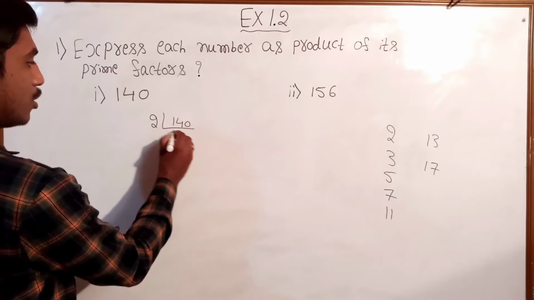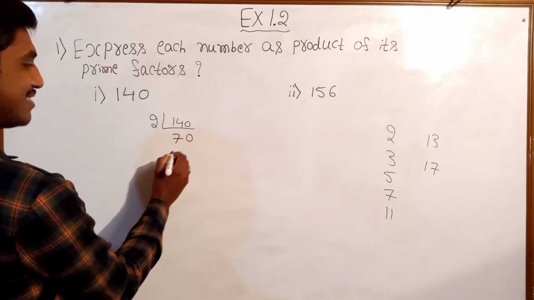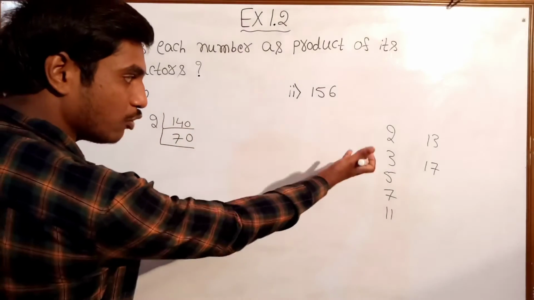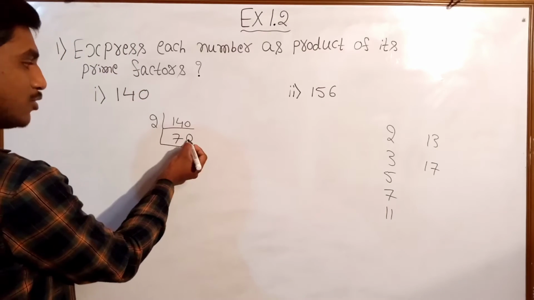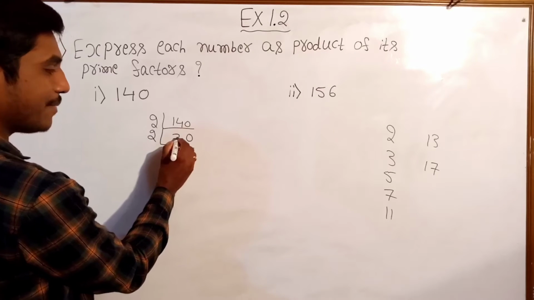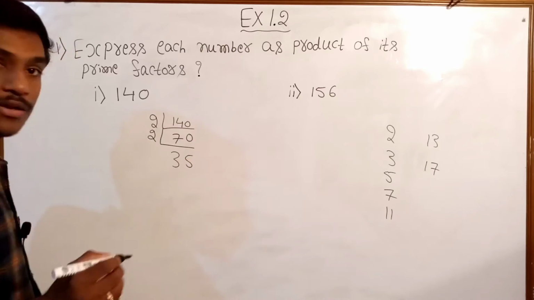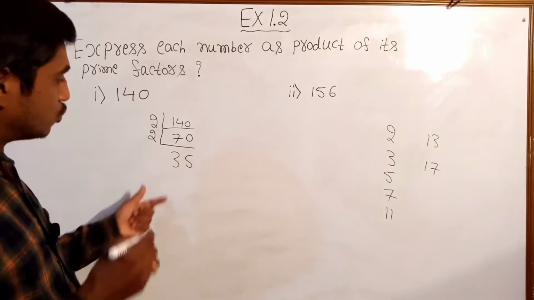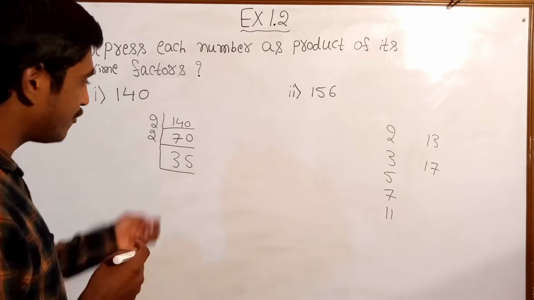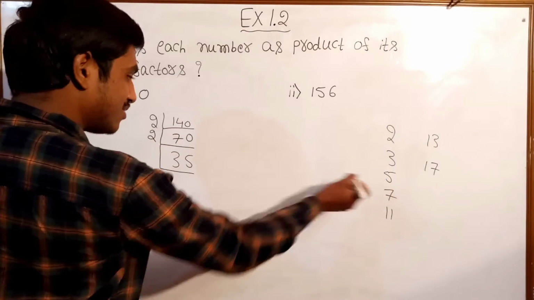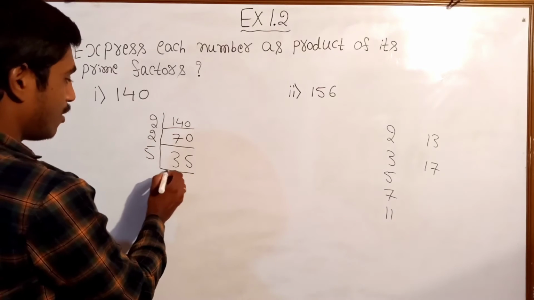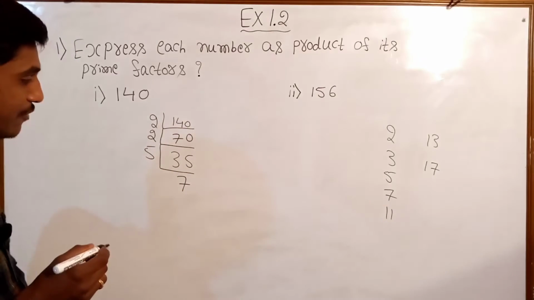So 2 7s are 14, 2 zeros are 0. Again we will try with 2 only. If it is not divisible by 2, then only we will try with the next prime number. Since 70 is an even number, it is divisible by 2. 2 3s are 6, remainder is 1, 10, 2 5s are 10. Now 35 is not divisible by 2, so we'll go with the next prime number, which is 3. Is 35 divisible by 3? No. Next 5. 5 7s are 35, 7 5s are 35.